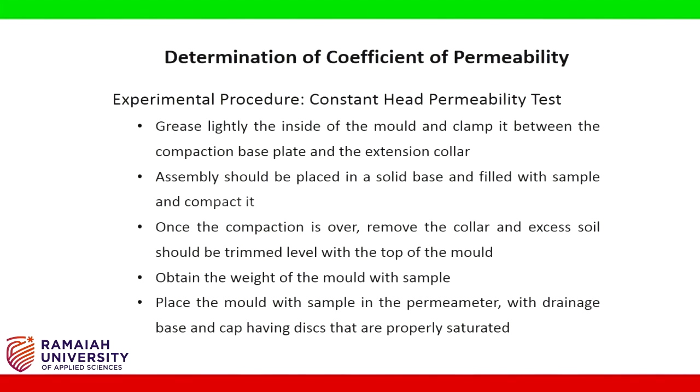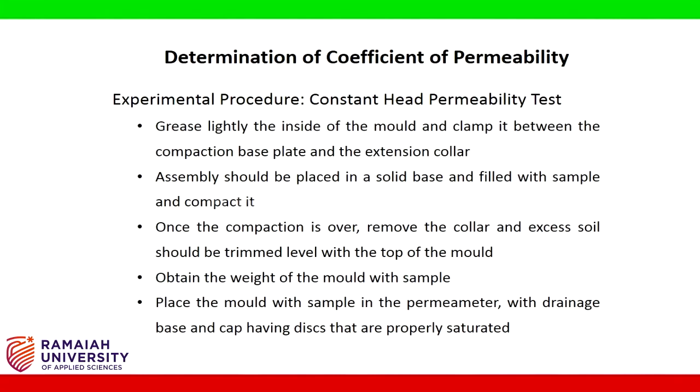Grease lightly the inside of the mold and clamp it between the compaction base plate and the extension collar. The assembly should be placed on a solid base, filled with sample and compacted. Once the compaction is over, remove the collar and trim the excess soil level with the top of the mold. Obtain the weight of the mold with sample.